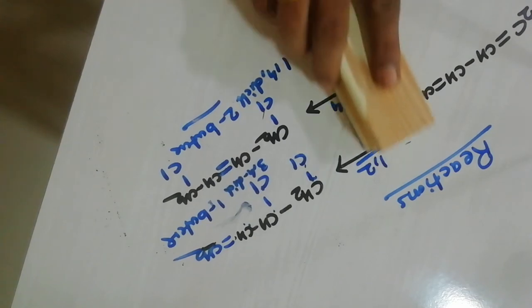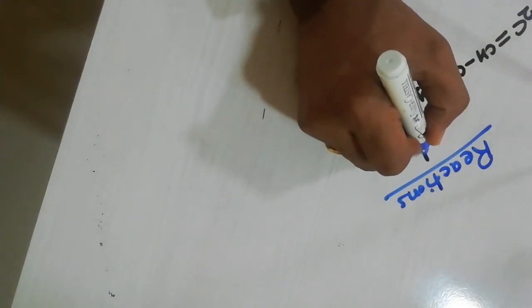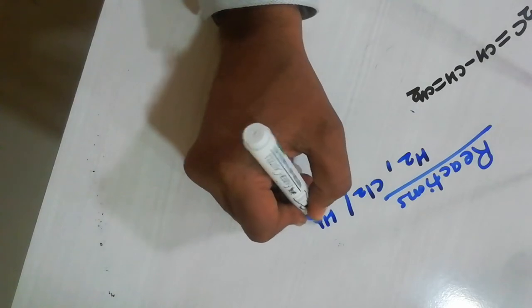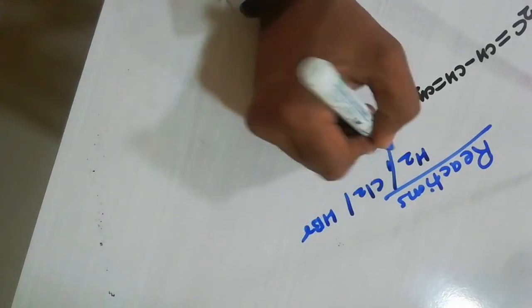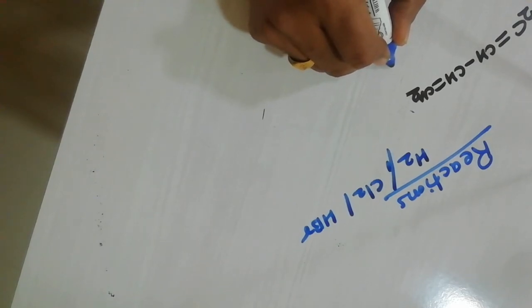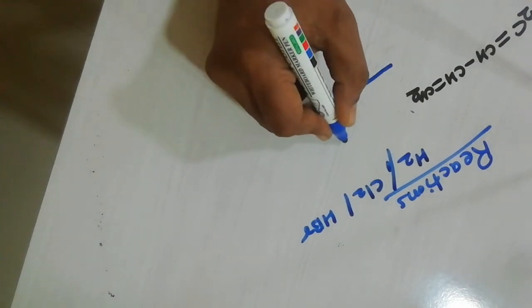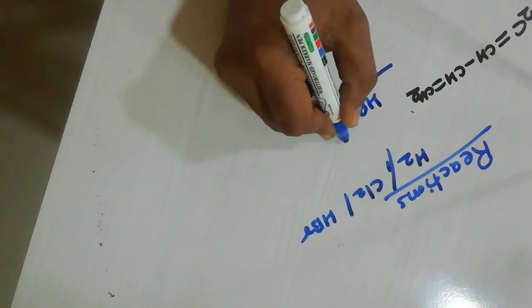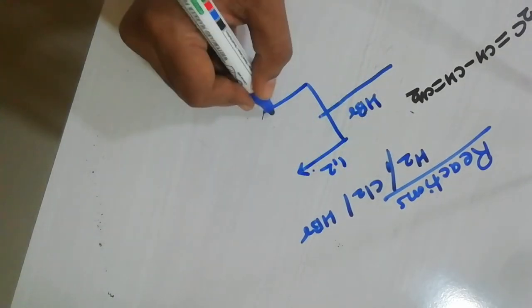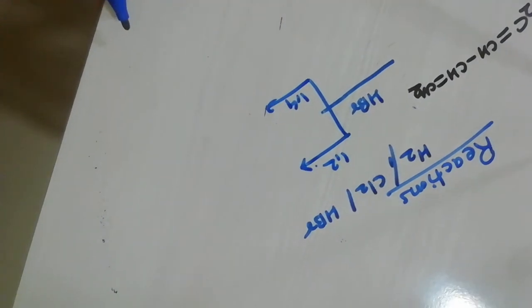There is one more reaction. If I add HBr to it, because there are three reactions. One of them is addition of H2, second one is addition of Cl2, third one is addition of HBr. So three reactions are there. So if I add HBr to it, what will happen? The HBr will add according to Markovnikov's rule, and you will get two products, 1,2 and 1,4 addition product.